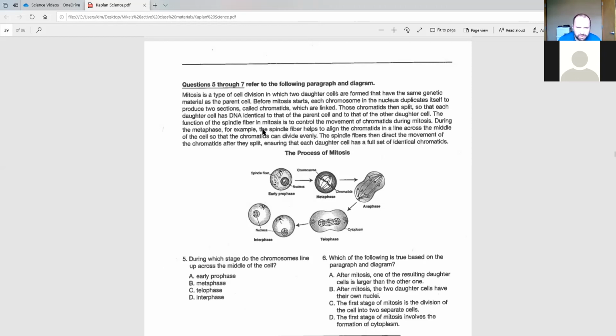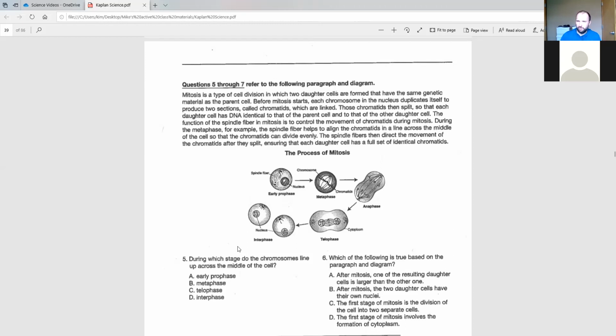The function of the spindle fiber in mitosis is to control the movement of chromatids during mitosis. During the metaphase, for example, the spindle fiber helps to align the chromatids in a line across the middle of the cell so that the chromatids can divide evenly. Spindle fibers then direct the movement of the chromatids after they split, ensuring that the daughter cell has a full set of identical chromatids. And then they have a visual aid of the process of mitosis. So here, in early prophase, goes to metaphase, anaphase, telophase.